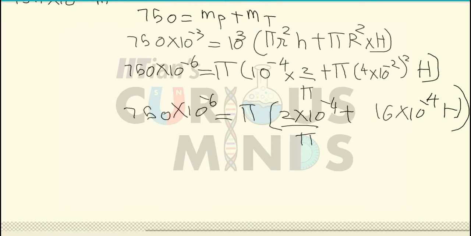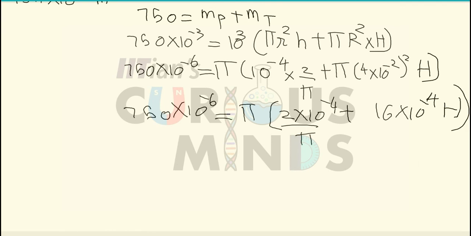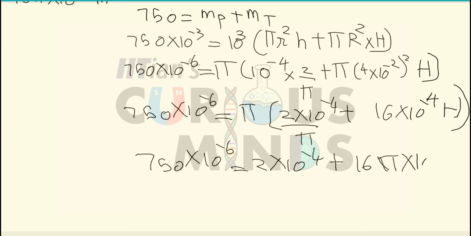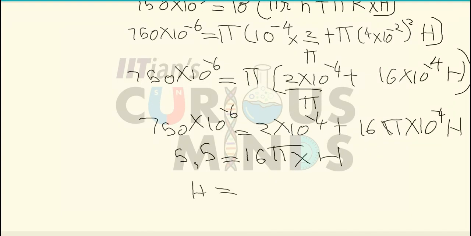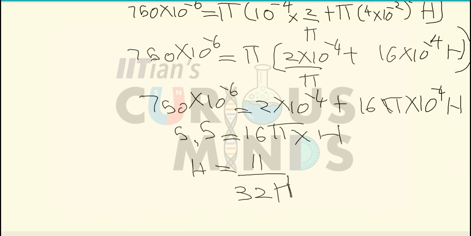Now let us continue with this part. So it will be equal to 750 into 10 raised to minus 6, equal to 2 into 10 raised to minus 4 plus 16 pi into 10 raised to minus 4 H. When I simplify the value, it can be written as 7.5 minus 2, which is equal to 5.5. 10 raised to minus 4 will get cancelled out everywhere, equal to 16 pi into H. So H over here will be equal to 11 divided by 32 pi meter. This is the value of capital H.